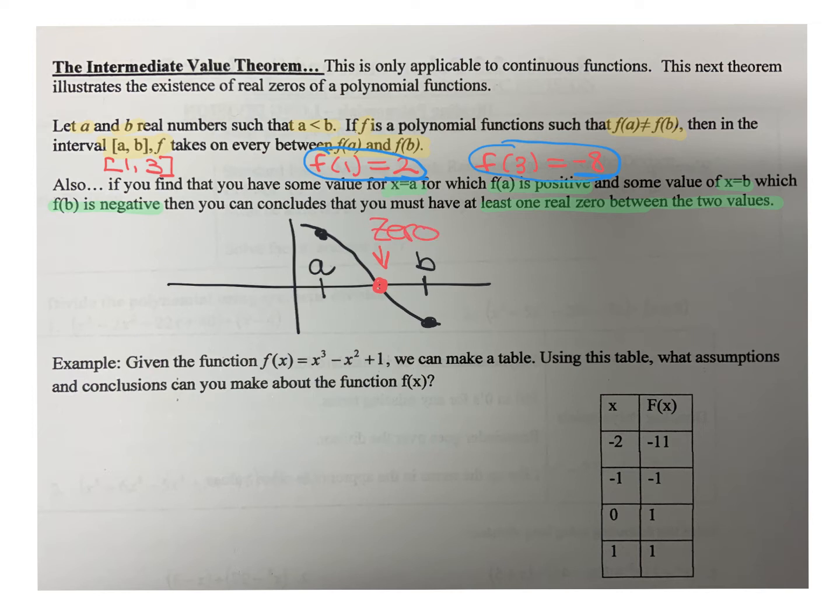The same thing works if x equals a and f of a is negative, and x equals b and f of b is now positive. The key is you must go from negative to positive or positive to negative to ensure that you cross the x-axis and have a zero of the polynomial. So let's look at the example below.